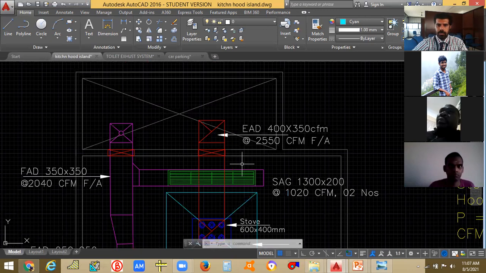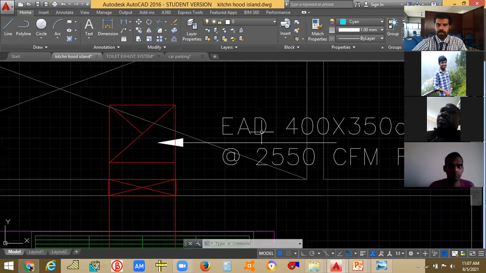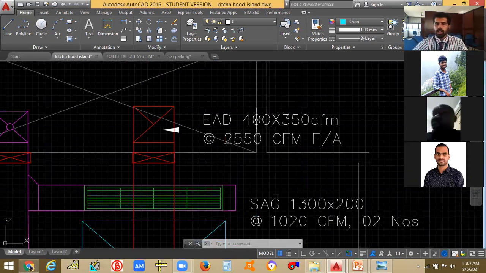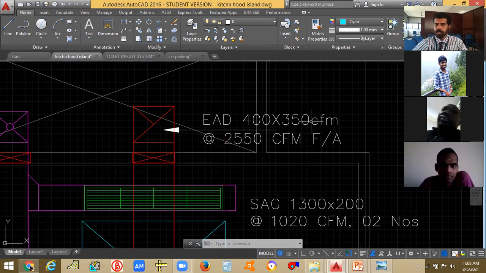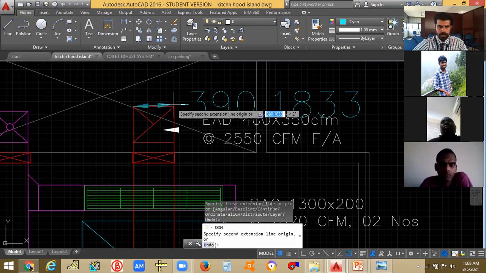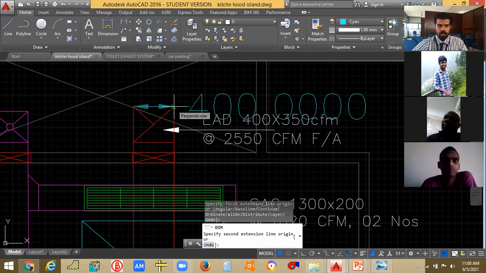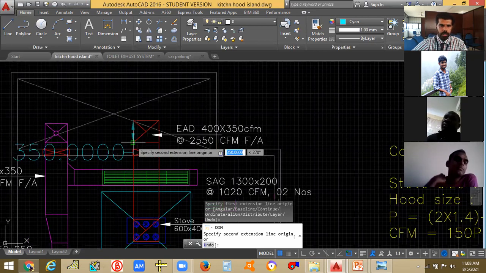So you can see here, exhaust air duct, EAD. When I gave my CFM into the duct sizer software, I got 400 into 350. The software itself will give that value. So I have designed according to that. 450 into 400 into 350. You can see this is 400 into 350. Okay, 400 into 350.